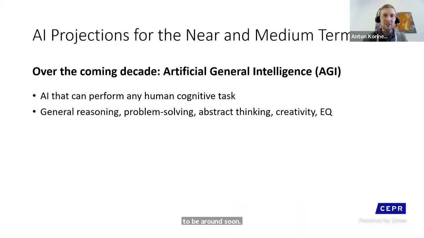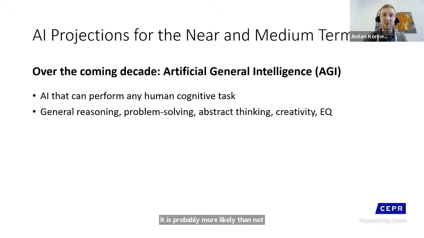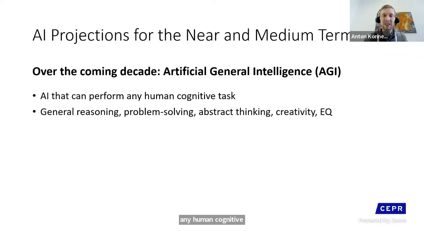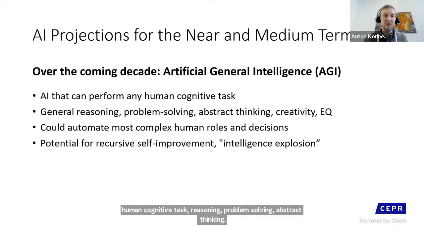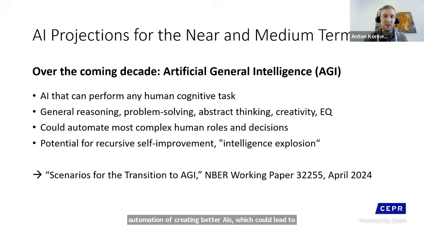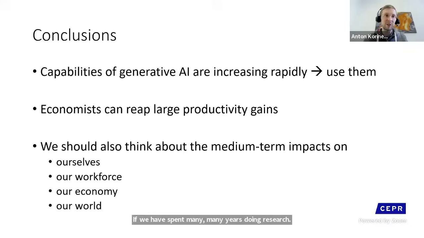And what are projections in the medium term? Over the coming decade, it is probably more likely than not that AI labs will achieve artificial general intelligence, AI that can perform any human cognitive task, reasoning, problem solving, abstract thinking, creativity, even emotional intelligence. And that could automate lots of things, including the automation of creating better AIs, which could lead to an intelligence explosion. So what that means is if we have spent many, many years doing research, many of us are probably going to be in for some deflating experiences.